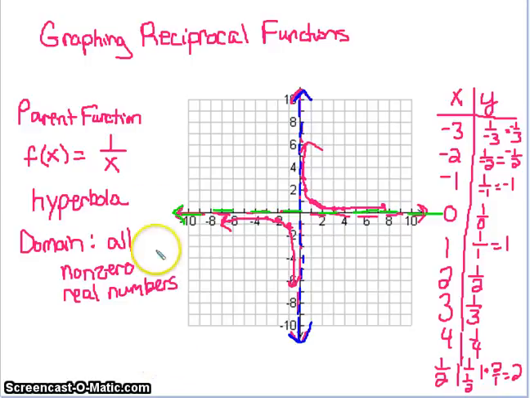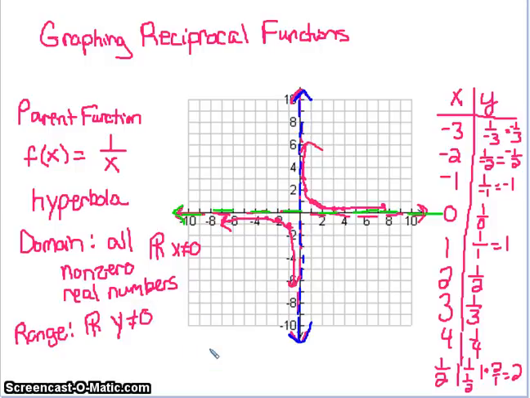Now what that means is we've got all reals except for x cannot equal 0. Our range is going to be the same thing. We've got all reals except y cannot equal 0.